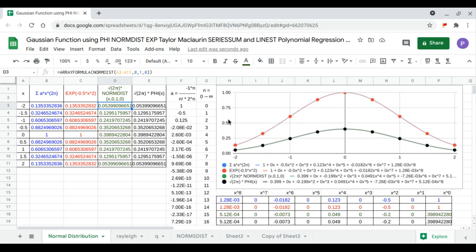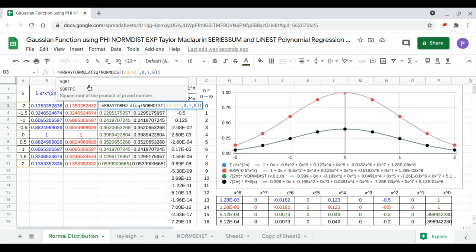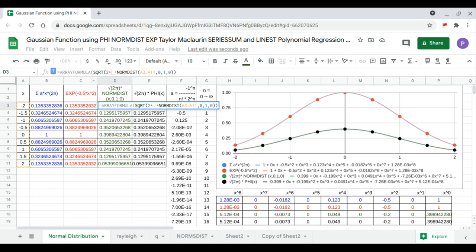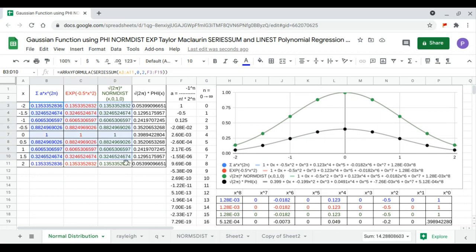We continue with the NORMDIST. This is multiplied by square root of 2 pi. So this will be times square root of 2 times pi. Enter. Now they're all on the same trend line. Their values are the same, and they're all in the same trend line.